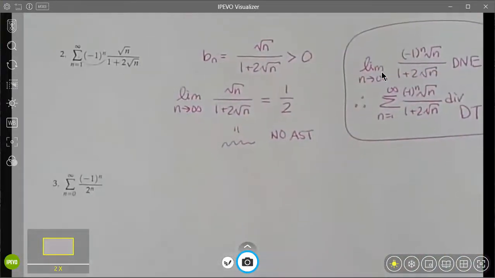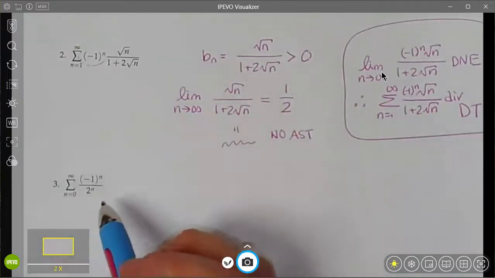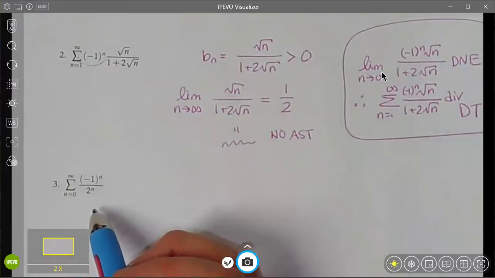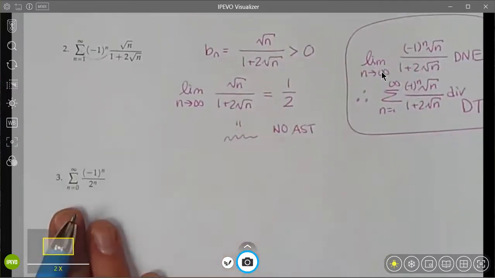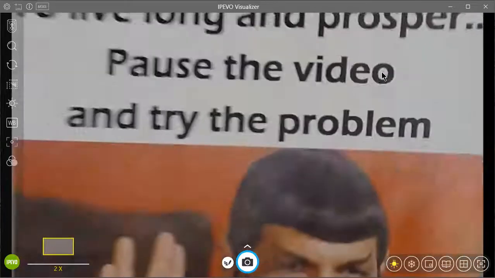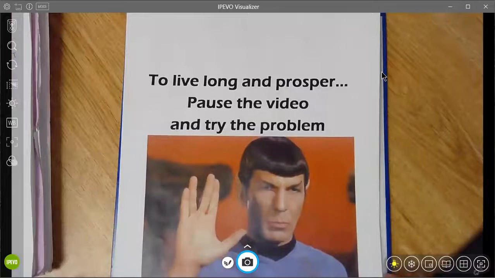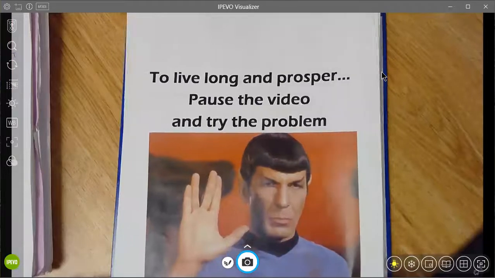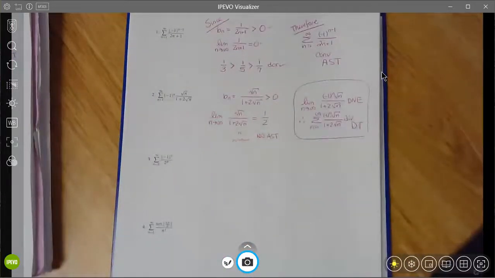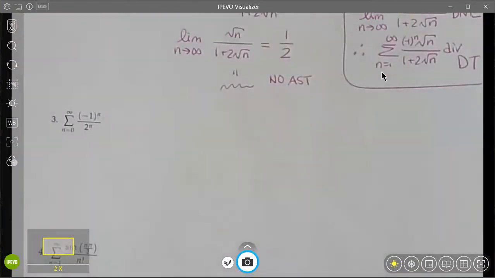Okay, number 3, I have the series n equals 0 to infinity, negative 1 to the n over 2 to the n. So this is certainly a geometric series, a convergent geometric series, but I would like you to show that this converges using AST. So go ahead and pause the video and give that one a try. All right, so hopefully you had some success at showing that that converges using AST, but let's see if we came up with the same kind of idea here.